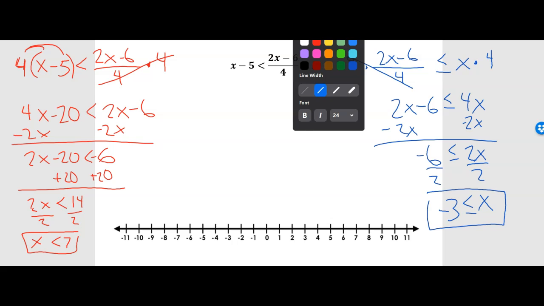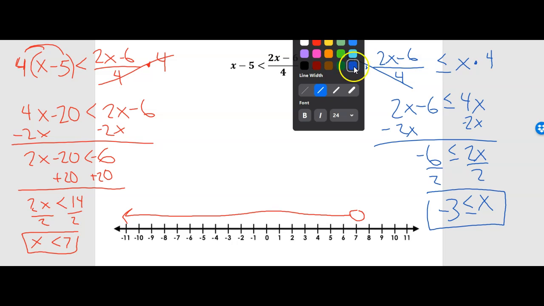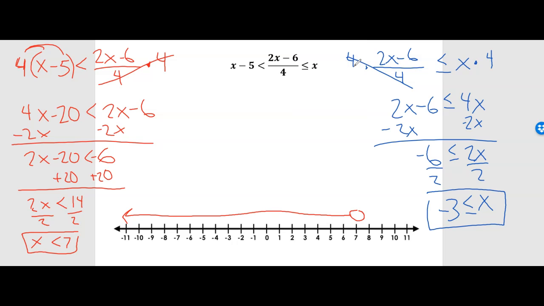So let's graph the red one first. I have x is less than 7. Open dot because it's no equals sign. And less than has me going this way. Now if I do my blue, I've got x is greater than or equal to negative 3. So closed dot. I need to go to the side that has numbers greater than negative 3. So I'm going this way.